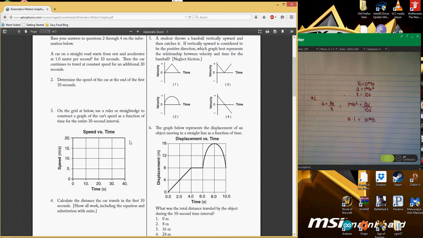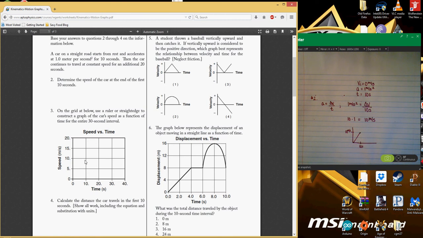Question number 3 says, on the grid below, use a ruler or a straight edge to construct a graph of the car's speed as a function of time for the entire 30-second interval. So that means if we're going from the whole 30 seconds, the first step we go from is a speed from 0 to 10 meters per second as we calculated above.